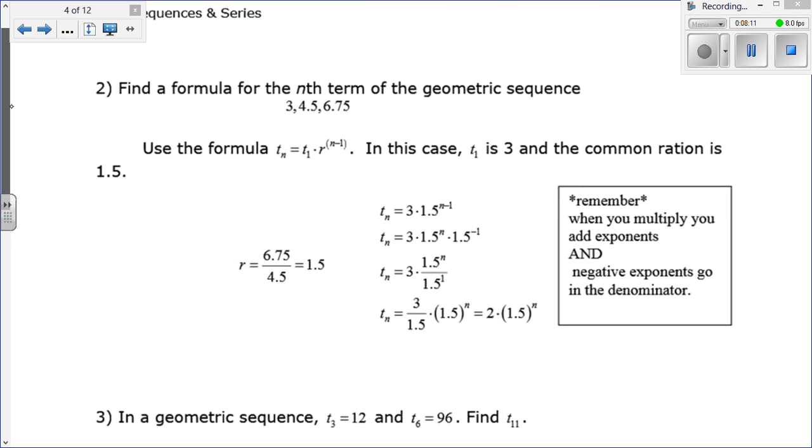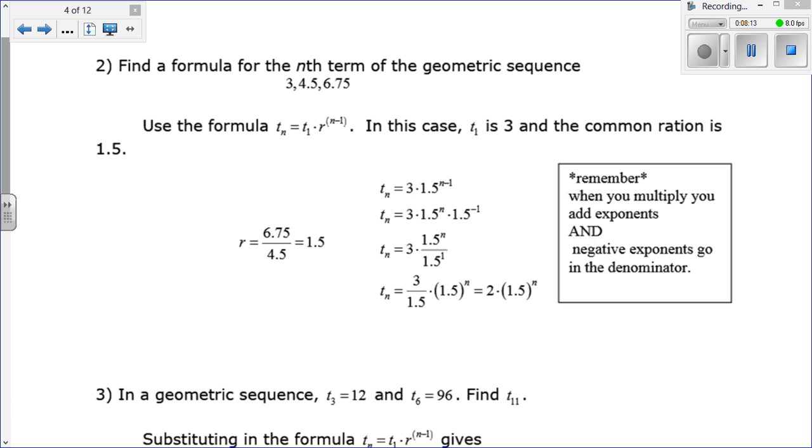Find a formula for the nth term of the geometric sequence 3, 4.5, 6.75. Use the formula t sub n equals t sub 1 times r to the n minus 1. In this case again, my first term is 3. And the common ratio is 1.5 because r is equal to 6.75 divided by 4.5. And you just divide that out and you would get 1.5.